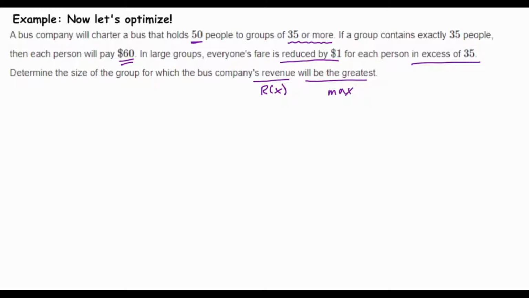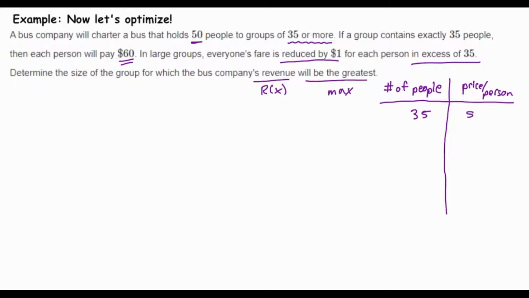I'm going to start by just making a little table of values so we can understand what's going on here. So I'm going to have number of people on the bus, and we're going to have the price per person. So we've been given information in the question already. We know that if there are 35 people, each person pays $60, and the price decreases as we increase the number of people. So if there are 36 people, the price is $59. If there are 37 people, the price is $58, and so on.